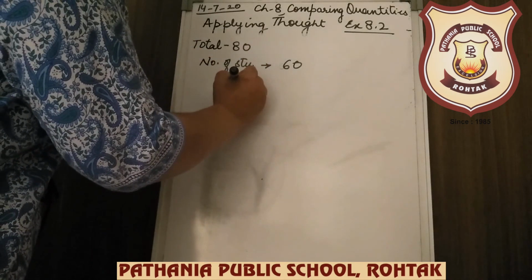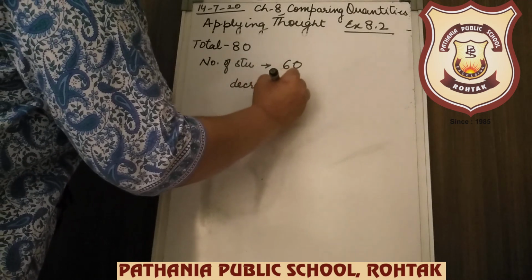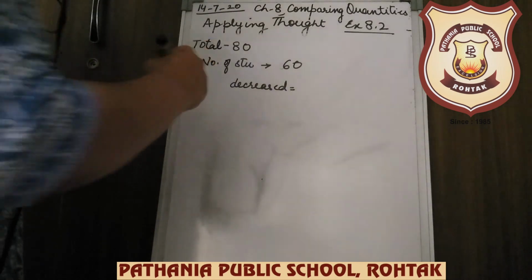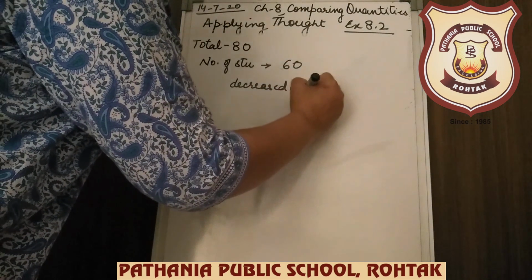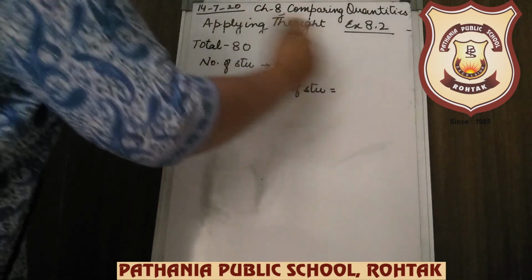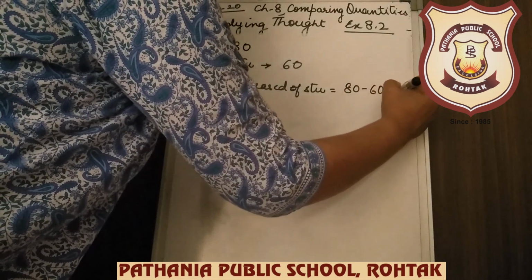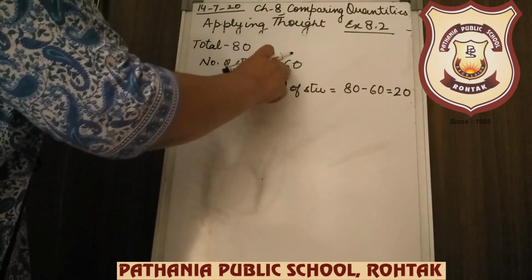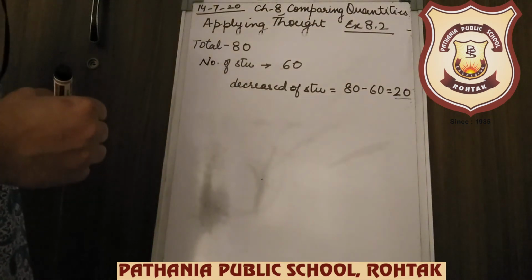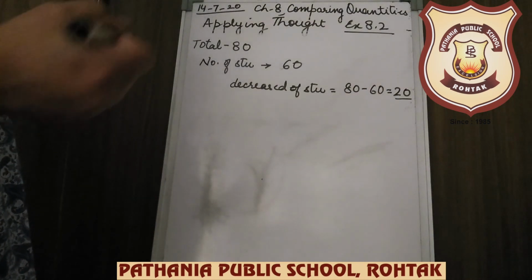Okay. Now first see, when you are comparing with this, the number has decreased. So you write decreased amount or decreased number of students. How many students have decreased? 80 minus 60, that is 20. Now the number of students are 60, so the number has decreased. So how many students have gone? 20.